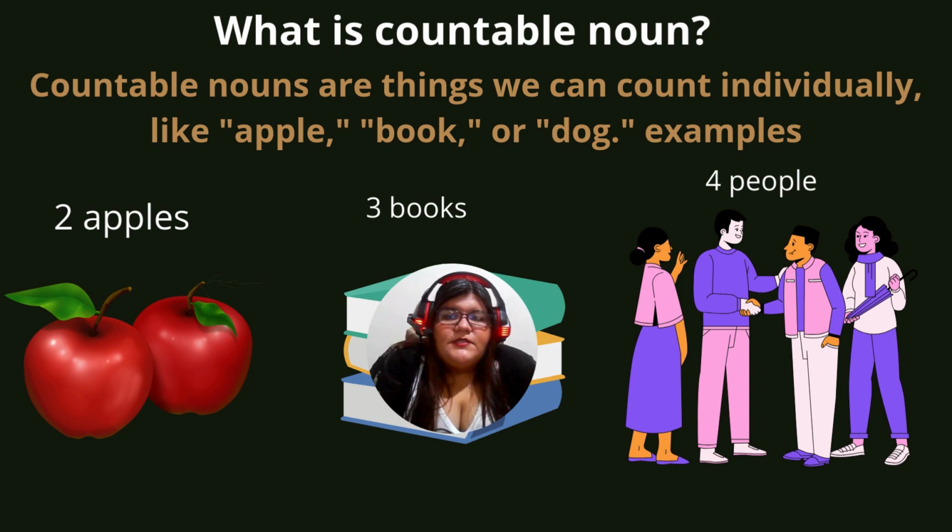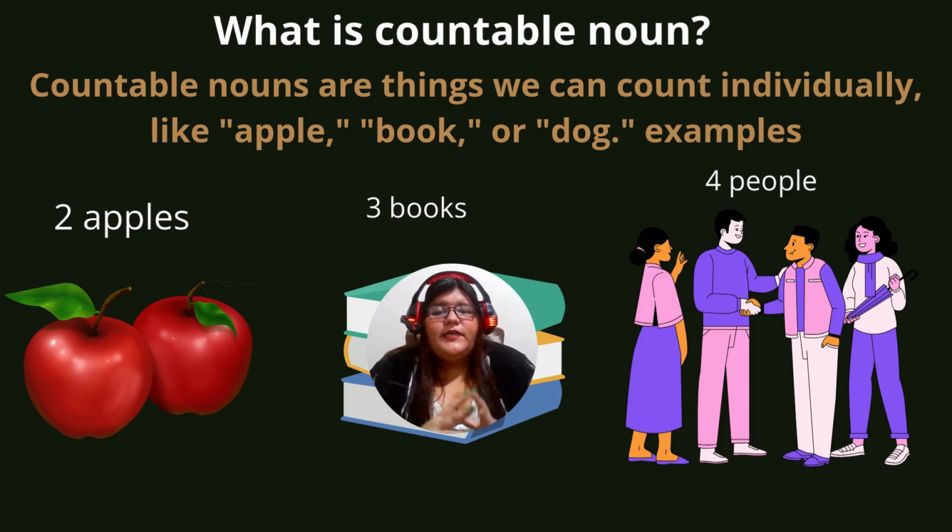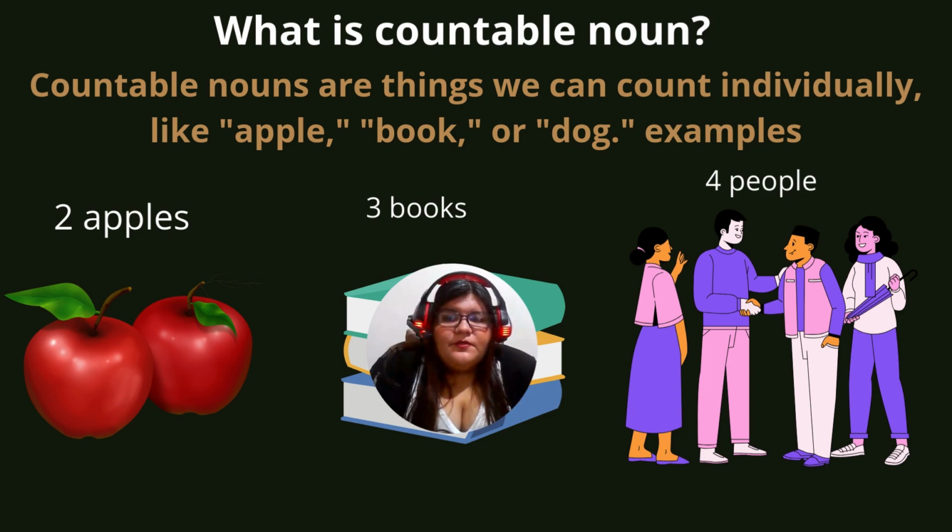So now let's see what a countable noun is. Countable nouns are things we can count individually, right? Like apple, book, dog, example. These are the things that we can touch or see, and we can know how many we have, right? For example, here we have how many apples? Two apples. This is a countable noun because I can count it or touch it.